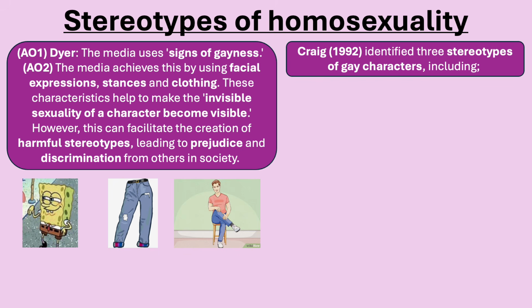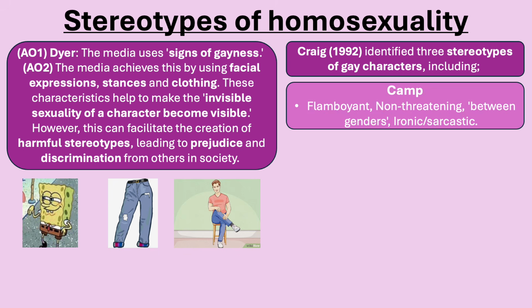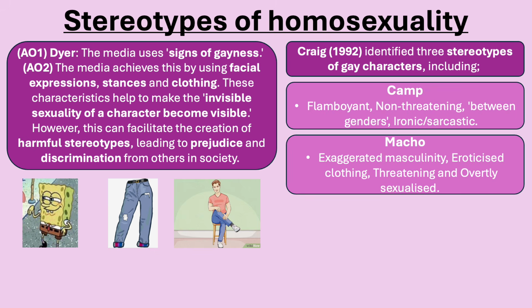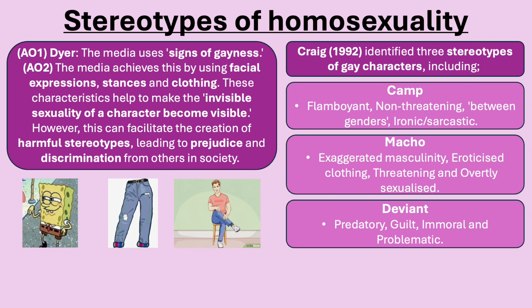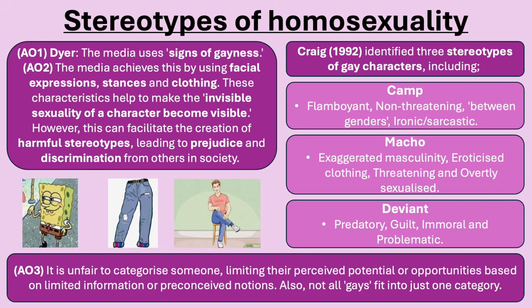Craig identified 3 stereotypes of gay characters, including camp, which is flamboyant, non-threatening, presenting themselves between genders, and ironic and sarcastic. Macho, they have an exaggerated masculinity, eroticized clothing, threatening, overtly sexualized. And third, deviant, with their predatory, guilt, immoral, and problematic.